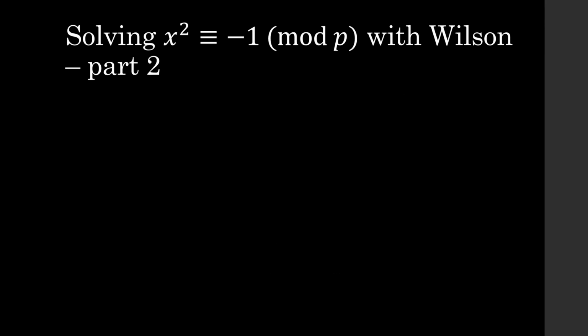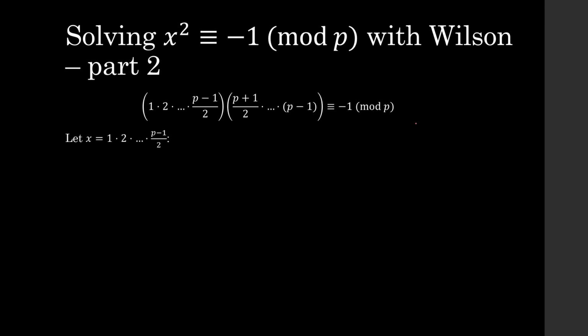So now we're going to do something interesting. So I'm just rewriting the result here. So we're going to let x is equal to 1 times 2 all the way times P minus 1 over 2. So that this here is going to be x, right? And we're just naming a variable at this point.